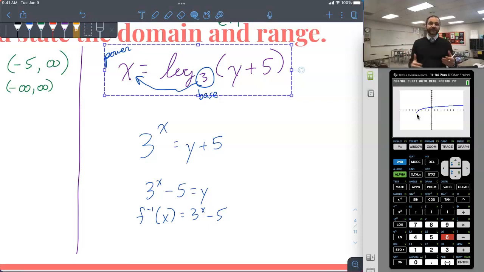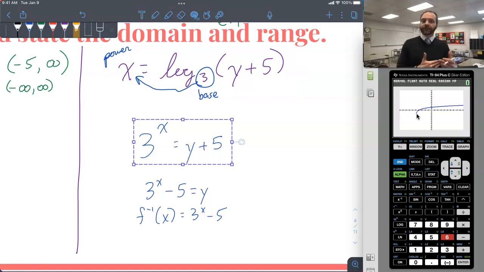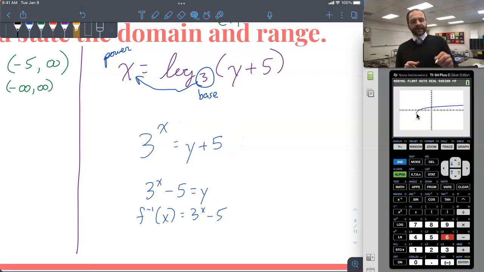You could go with the question, hey, what power of 3 gives you y plus 5? And that's what this says. What power of 3 gives me y plus 5? Well, the power is x, so 3 to the x equals y plus 5, and then go through there and solve. Not done yet. It asks for the domain, and it asks for the range.